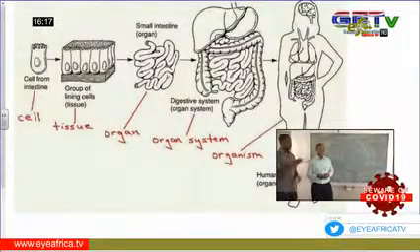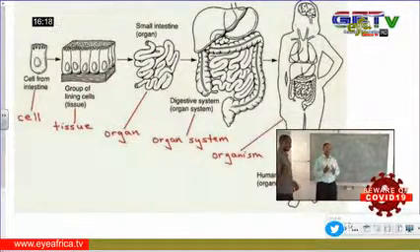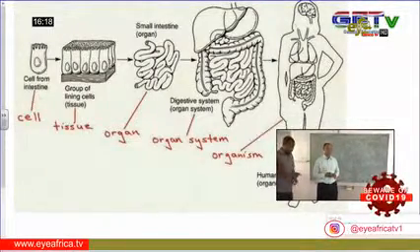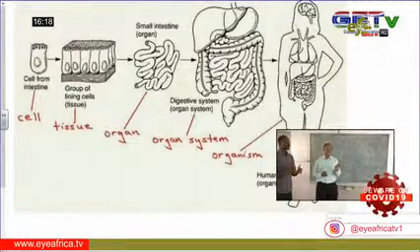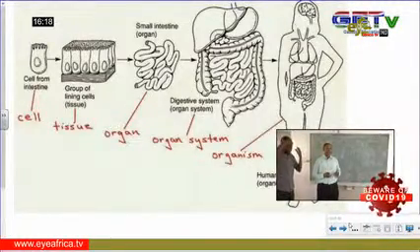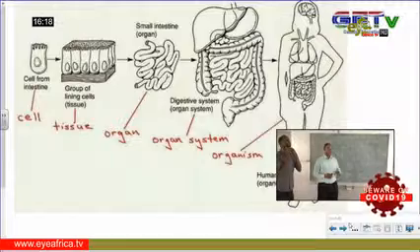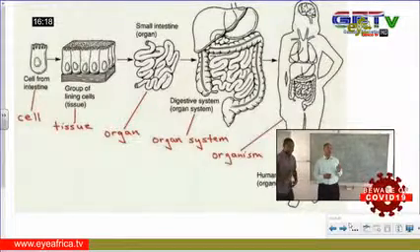So here is a typical example. If you take it from the right, you have the human as an organism made up of many, many systems. There is the nervous system, you can see the brain there. There is the circulatory system, the heart, and then there is the respiratory system, the lungs there, and then the digestive system, which I want you to look at.